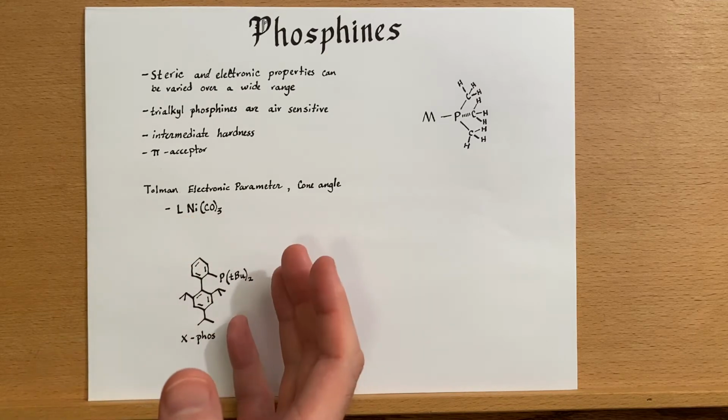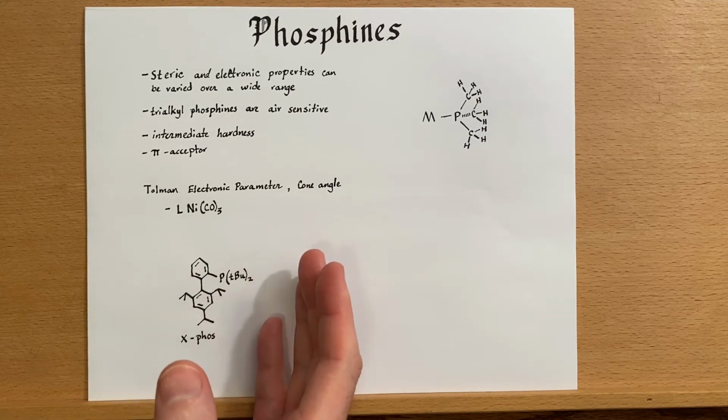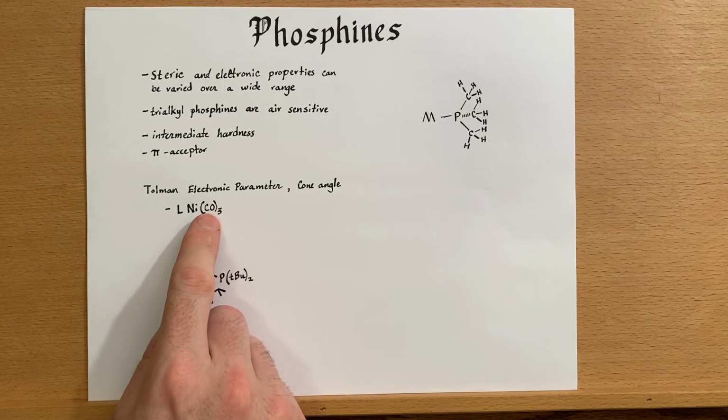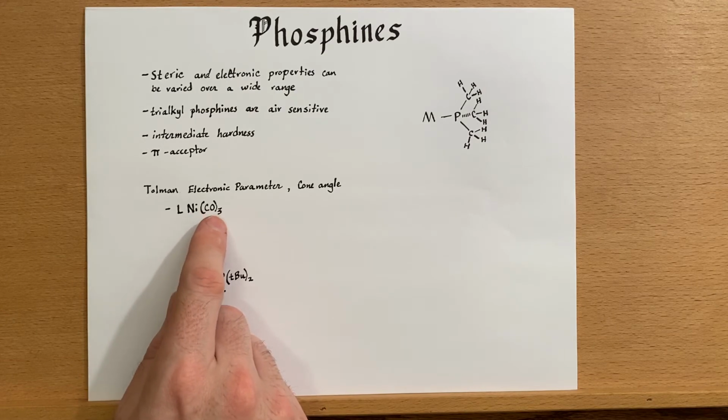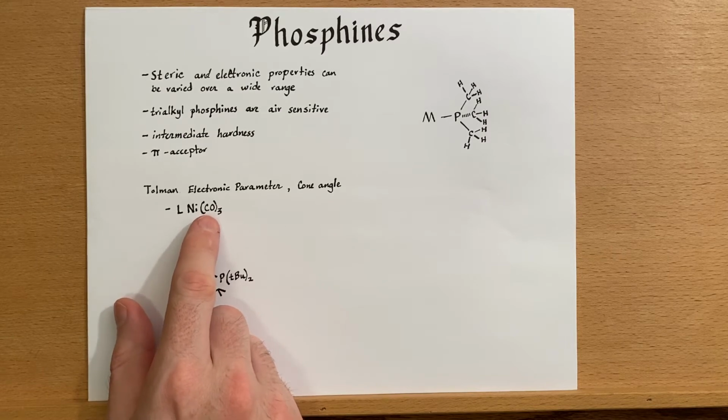So something like a trifluorophosphine would have a very strong carbon-oxygen bond here, because that is a particularly electron withdrawing group.